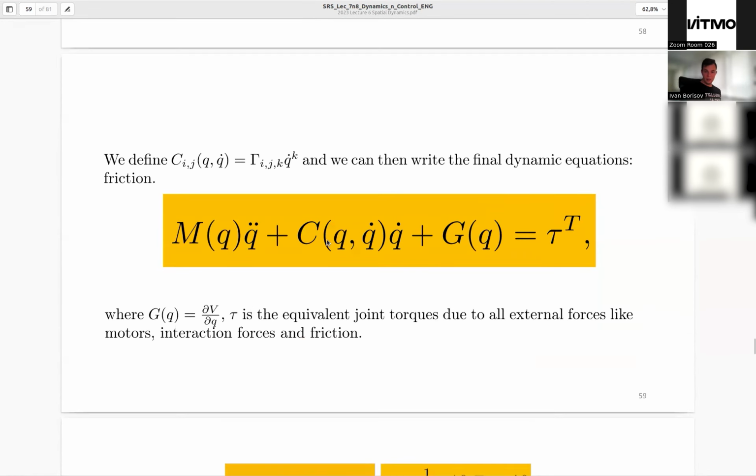Basically, a final word about J. J is potential forces, and in order to compute them, you need to take a partial derivative of your potential energy with respect to generalized coordinates. It is the same as we already did for the 2R robot. So once again, J is the same. C can be computed out of matrix M.